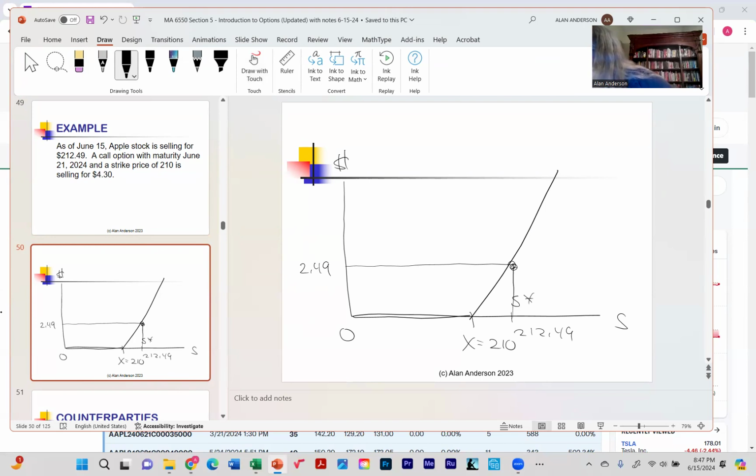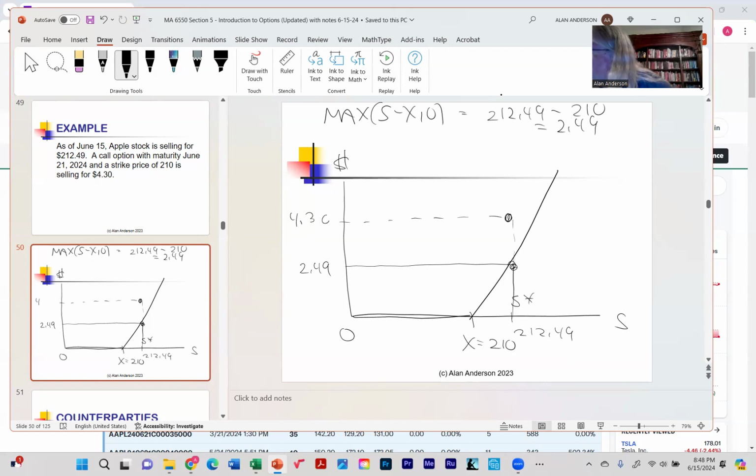In other words, what you're seeing here is, so here that would be 212.49 minus 210. 2.49 is our payoff. Okay, great. But here's the thing though, the market price is way up here somewhere. So what just happened here? Being asked to pay $4.30 for something where the payoff is only 2.49.